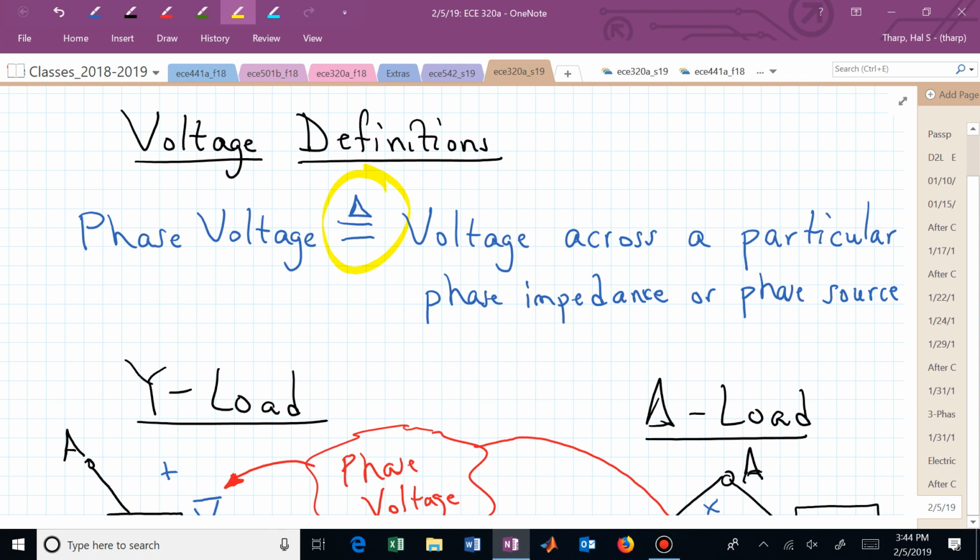So that equality is not replacement like in a computer class. It's now a definition. I'm defining the phase voltage to be the voltage across a particular phase impedance or phase source. Are we starting to feel somewhat comfortable with that definition?